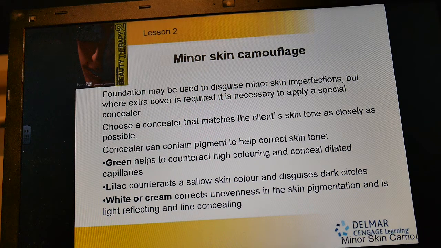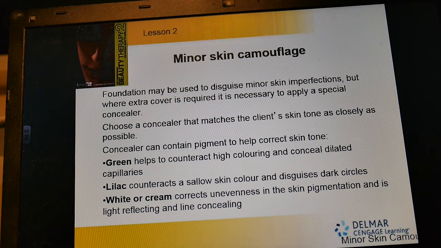But we do need to do a little bit of colour correction. We've got our key colour correctors which are in our kits. We have green, we have lilac, we have a white or cream as well. One other colour we have is a rose, which I'll talk about as well. Green counteracts high colouring, any redness. Lilac counteracts any yellowness or sallow skin. Sometimes it can help disguise dark circles as well.